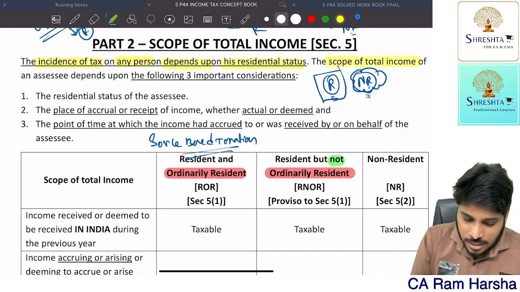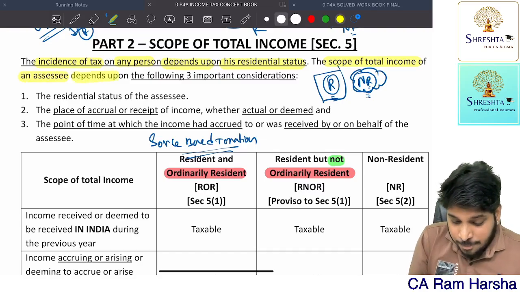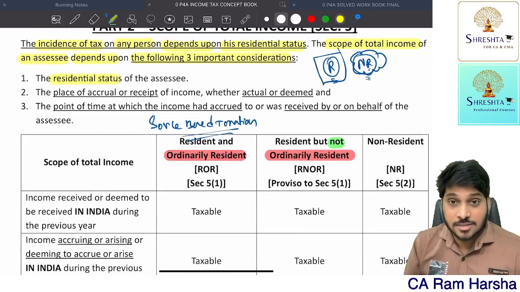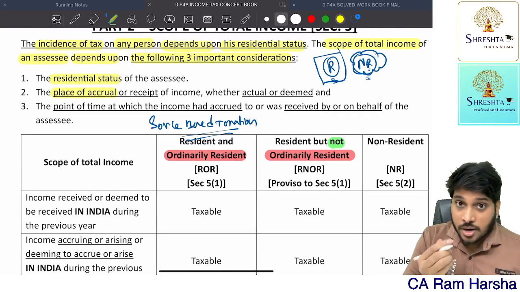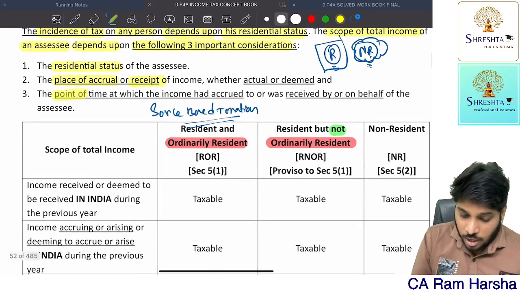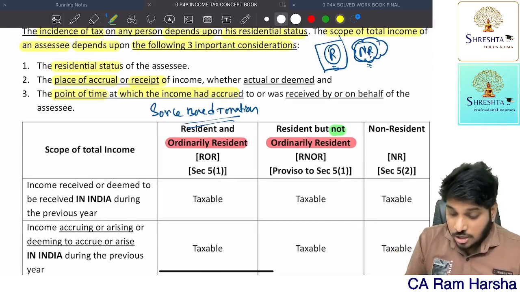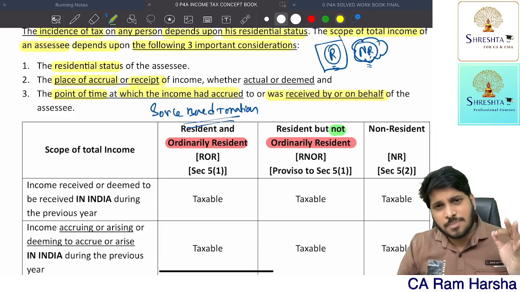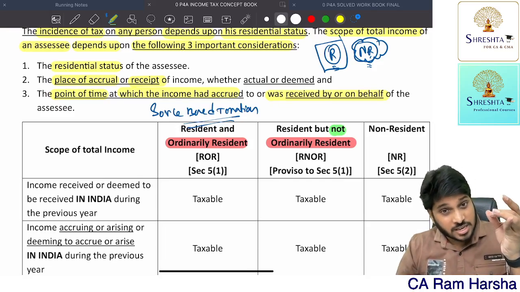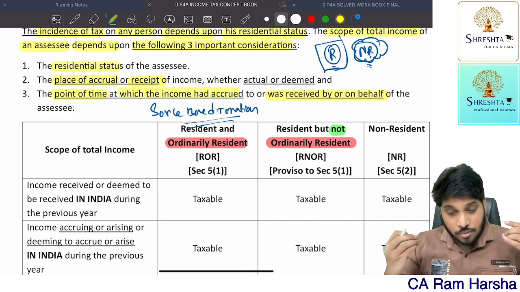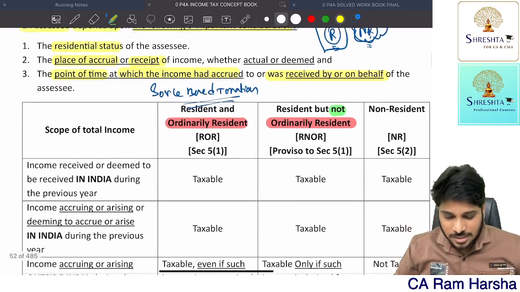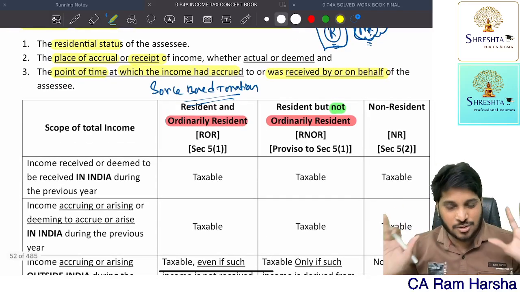The scope of total income of an assessee depends upon the following three important considerations. One, residential status. Another one, where are you earning this income? Where are you receiving this income? What is the time at which income is earned by you or received? There are so many factors. Just for explanation's sake, they have used this, so that is nothing to do with the original section 5.